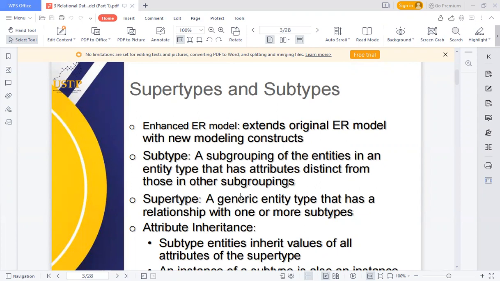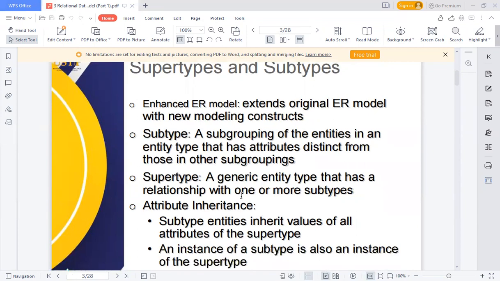When we say supertype, it is a generic entity type that has a relationship with one or more subtypes. On the other hand, when we say subtype, it is a subgrouping of the entities in an entity type that has attributes distinct from those in other subgroupings. Basically, supertype subtypes is also known as the parent-child relationship of entities. Supertype is considered to be the parent, while subtype is considered to be the child.